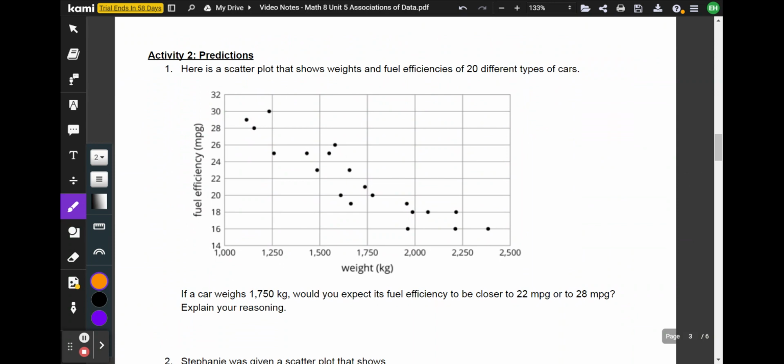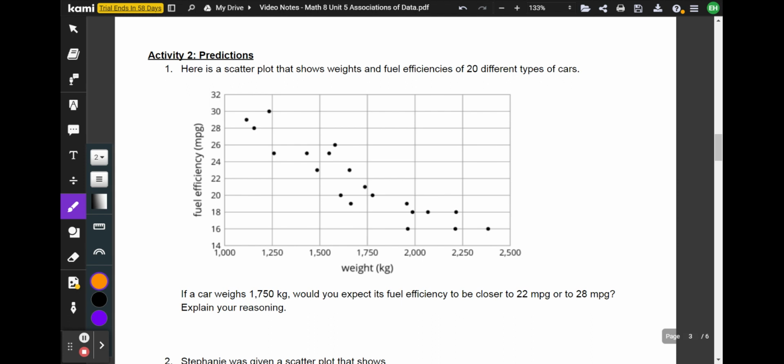All right, next activity. Activity number 2, predictions. Here's a scatter plot that shows the weights and fuel efficiencies of 20 different types of cars. So this is what we were just doing. All of these are on the chart from before.